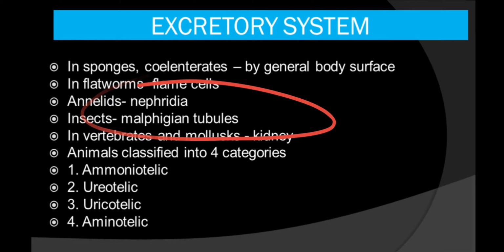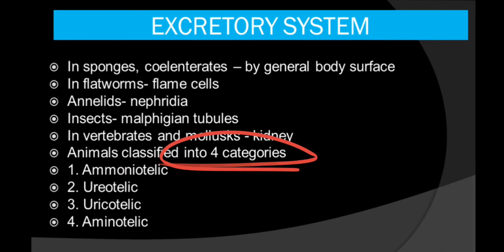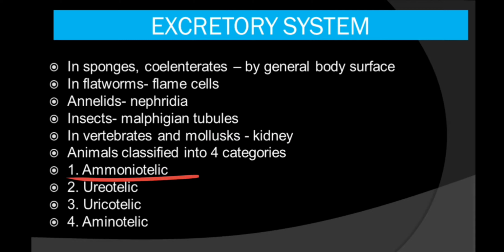Now according to the waste they are excreting, animals are classified into 4 categories. Ammonotelic, their waste is ammonia. Ureotelic, urea as a waste. Uricotelic, they secrete uric acid as a waste. And aminotelic, they secrete amino acids as their waste.